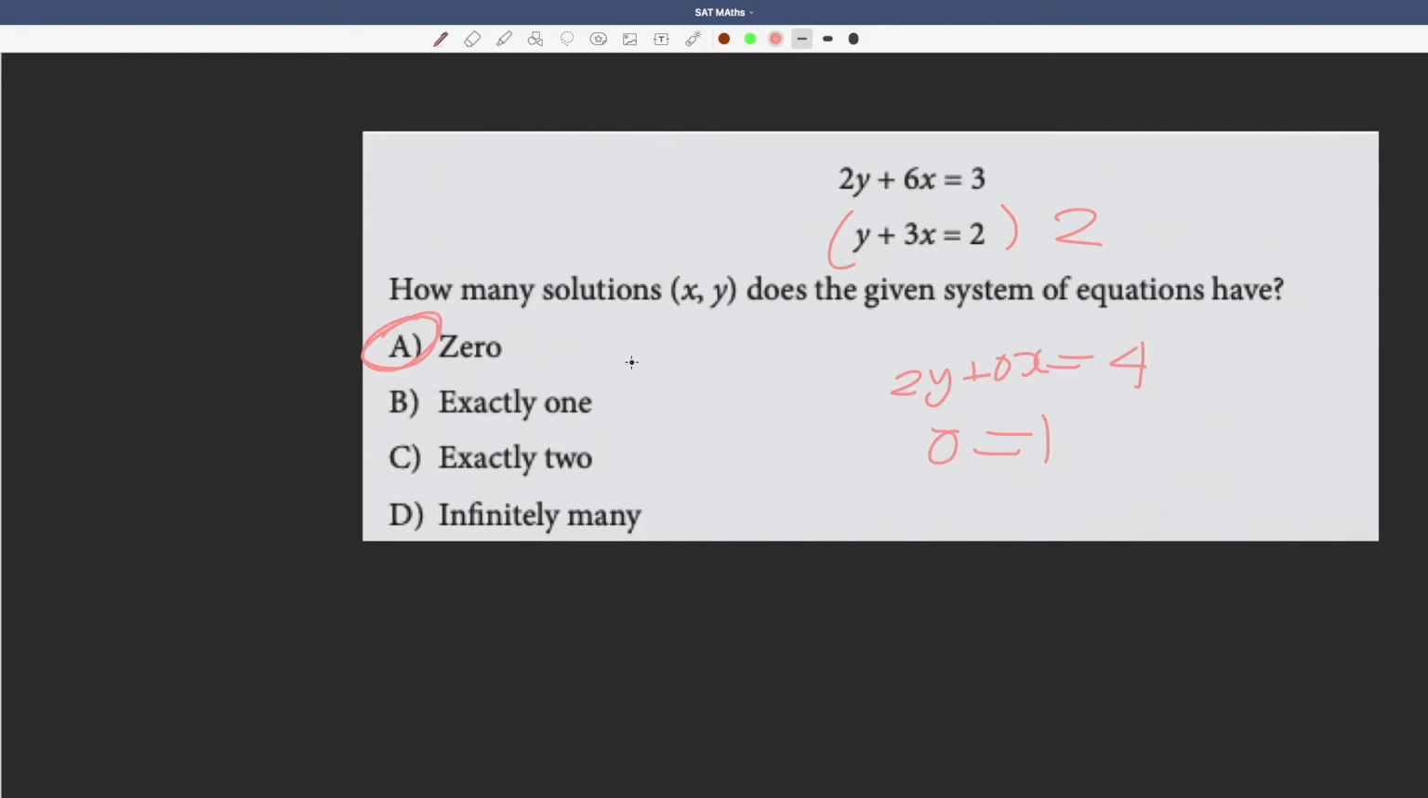However, you can also solve this by graphing it and then finding out if it has a solution. By graphing it, you would realize that the lines are parallel and won't meet, which means that there is no solution. Alright, let's move on to the next question.